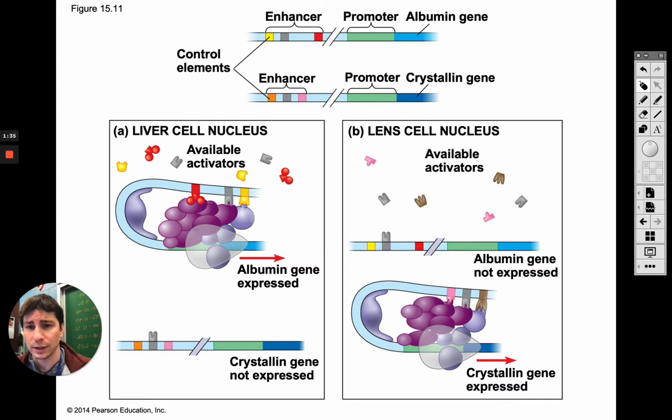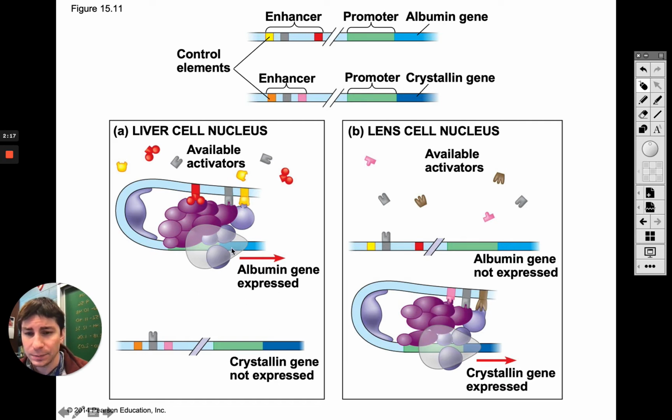All of our control elements for these two are going to be on the enhancer, which is right here. If you remember, we have the activators from last video that are going to bind to the enhancer, and then with that we are going to use the mediator proteins and protein bending here, and that's going to allow us to transcribe some of our DNA to get it into mRNA. So both the liver and the lens cell have the ability to express these different genes. We have two different genes here. We have albumin and we have crystallin.